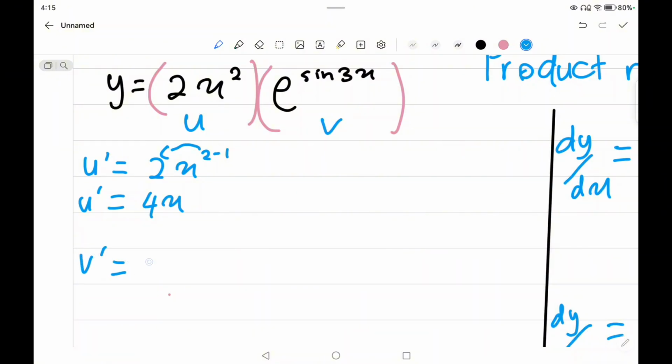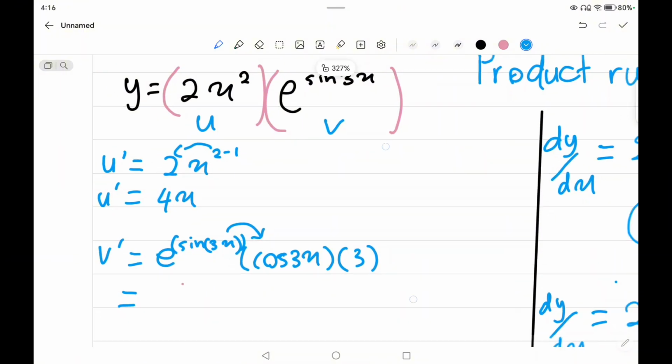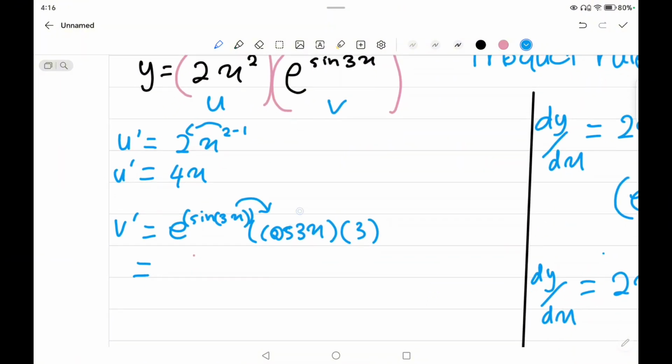Firstly, jot down the v, and then we need to differentiate the power of the exponent. The power of the exponent is sin 3x. After we differentiate, we will get cos 3x, and then we need to differentiate 3x, which gives 3. After I rearrange it and multiply by cos 3x and 3, we will get 3 cos 3x times e to the power of sin 3x. So this is our v prime.